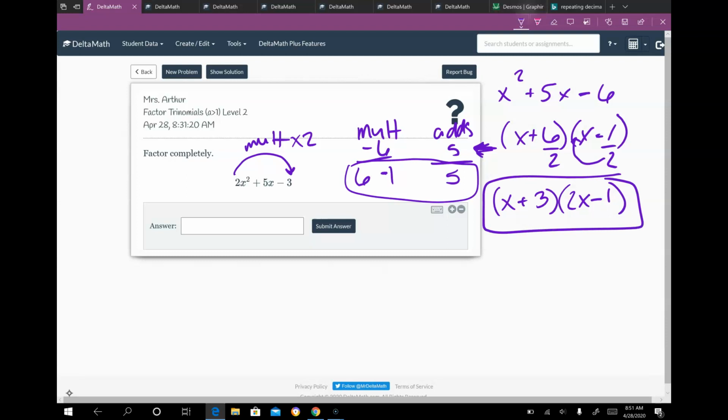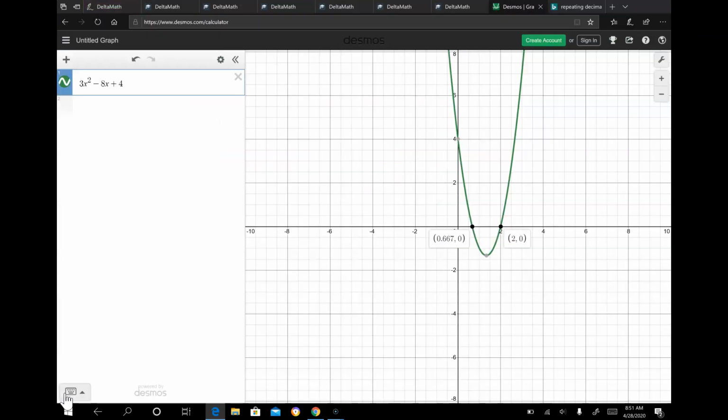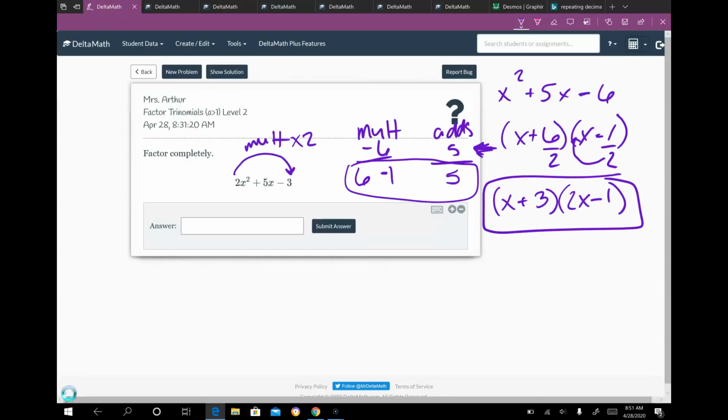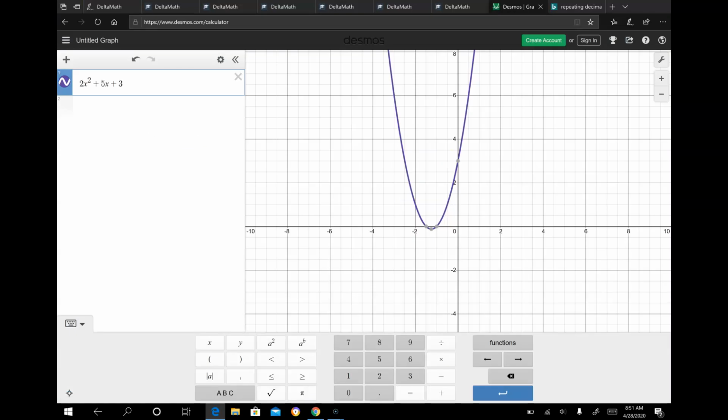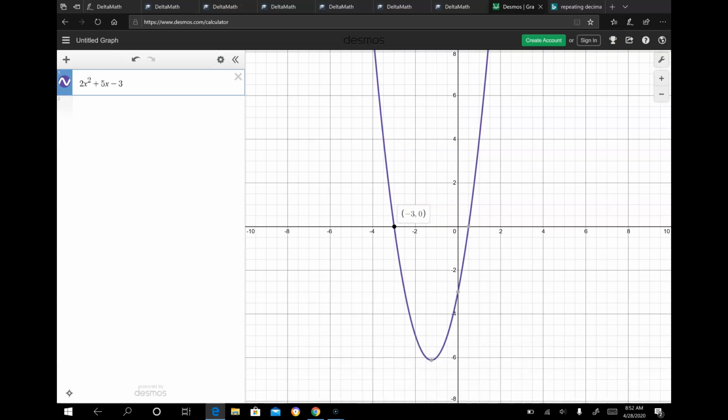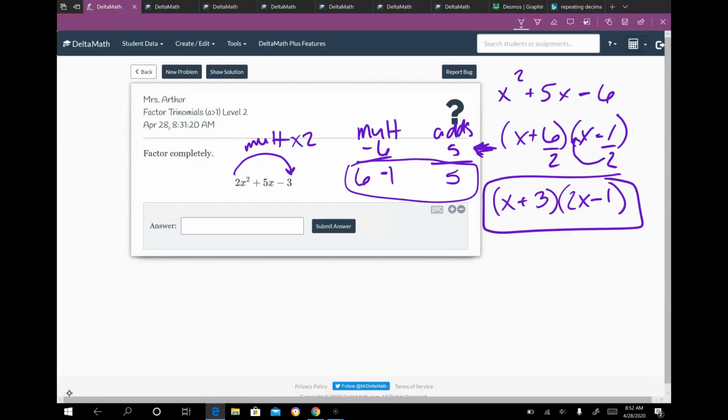Okay, Desmos. I think that 5 is supposed to be negative. No, the 3 is negative. All right. All right, so again, got to know your fractions. But if you look here, that's going to be the x plus 3 because it's opposite. Well, that's what I got. I got an x plus 3, so we're good with the graph.